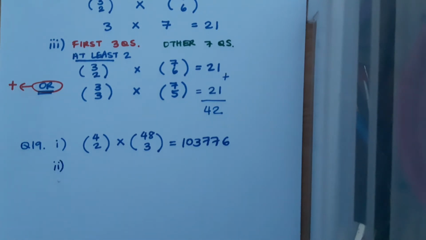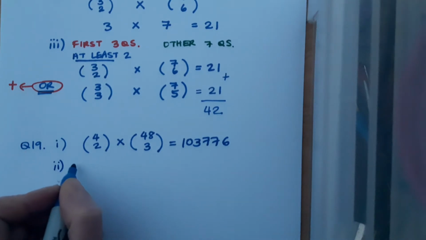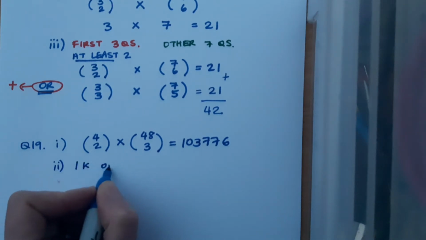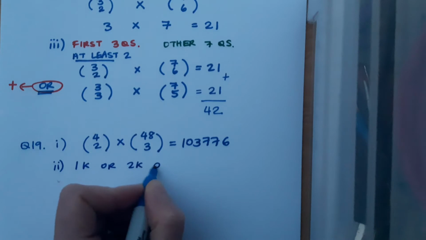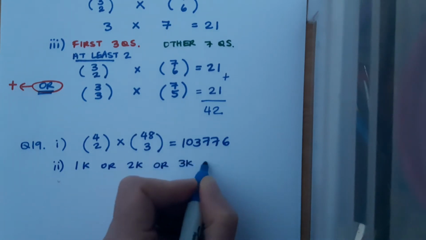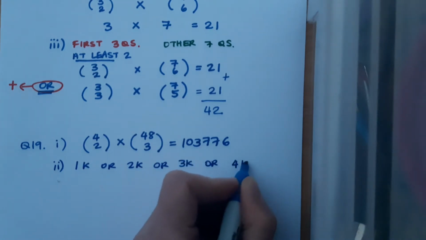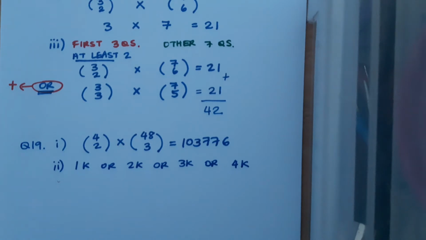Part 2 of this question is a little bit like part 3 of question 18. We want to know in how many ways will the cards contain at least 1 king. So I could have 1 king, or I could have 2 kings, or I could have 3 kings, or I could have 4 kings. I don't have the option of having 5, obviously, because there's only 4 kings in the pack. So I need to do a calculation for each of these.